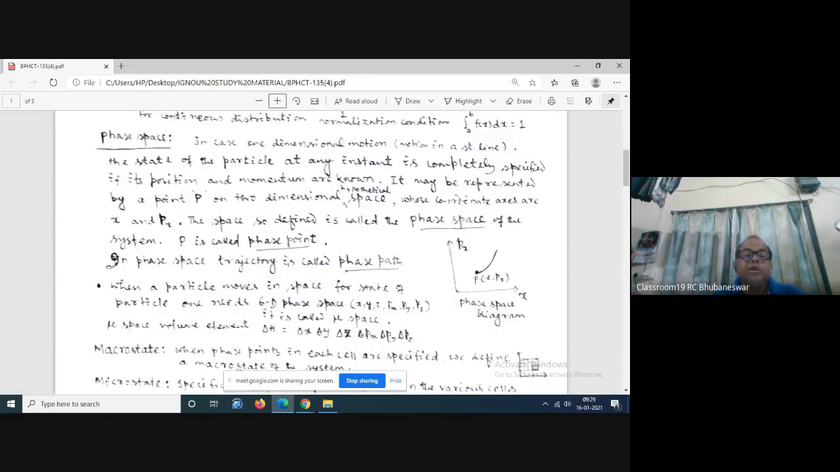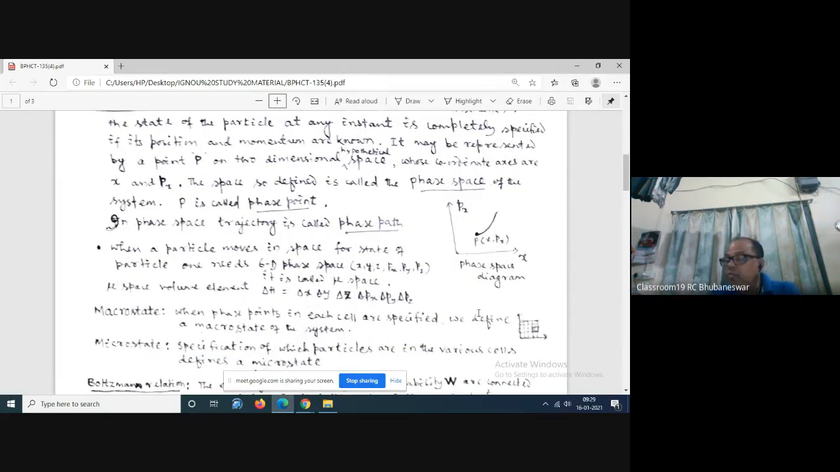Now if you consider three-dimensional motion, that means a particle moving in space, we have three position coordinates x, y, z and three momentum coordinates px, py, pz. So the state of a particle moving in space needs a 6D phase space, six dimensional phase space, which is x, y, z three and px, py, pz three. This is the 6D phase space and it is also called mu space.